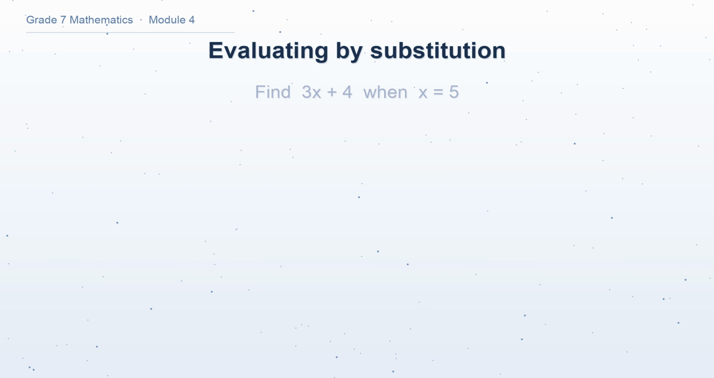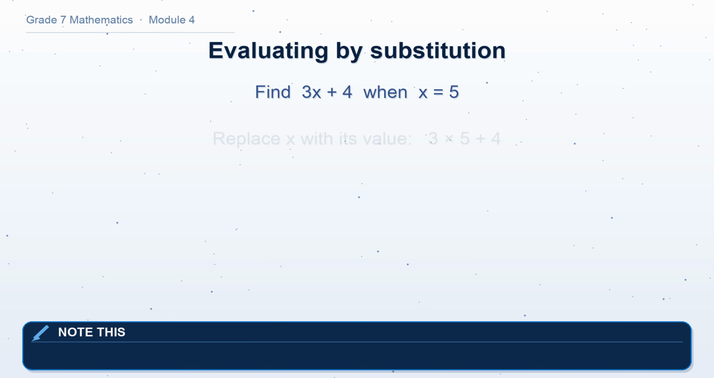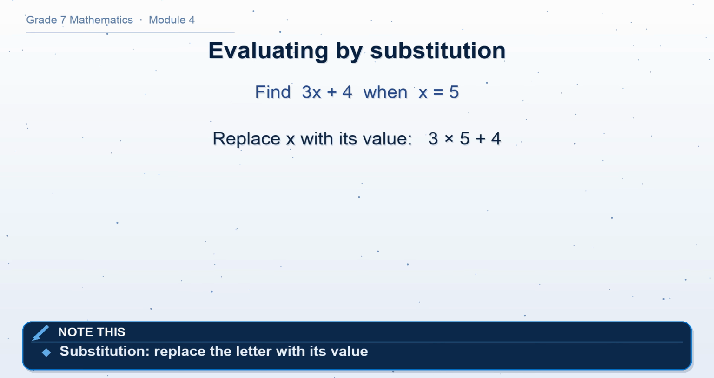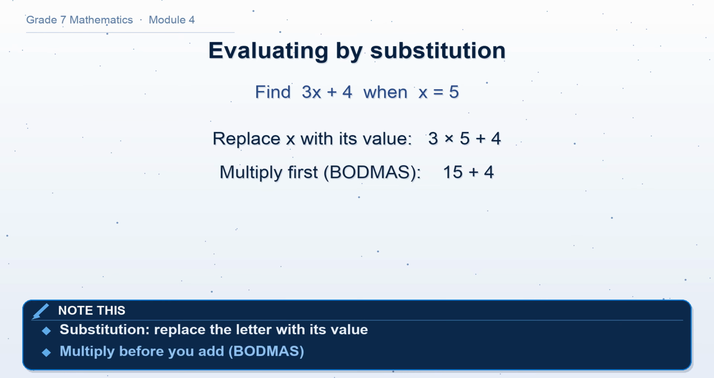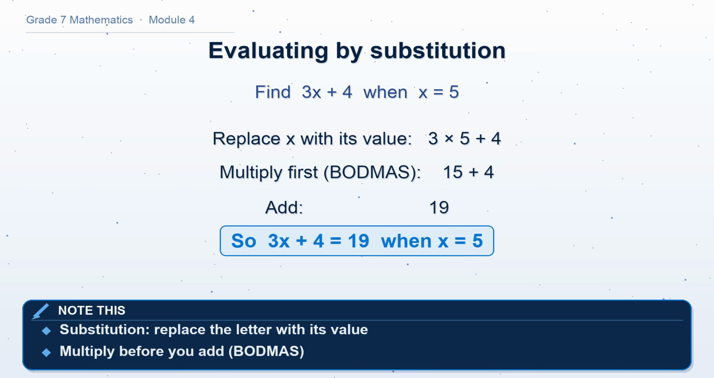Once we have an expression, we can find its value when we know the number a letter stands for. This is called substitution. Let's find 3x plus 4 when x equals 5. First, replace x with 5, giving 3 times 5 plus 4. Remember the order of operations, so multiply first. 3 times 5 is 15. Then add 4 to get 19. So 3x plus 4 equals 19 when x is 5.